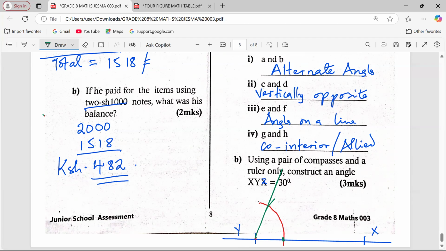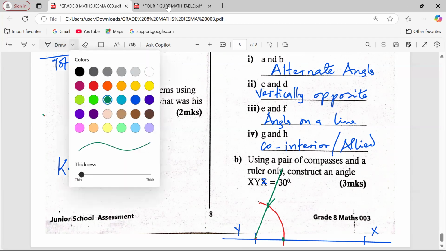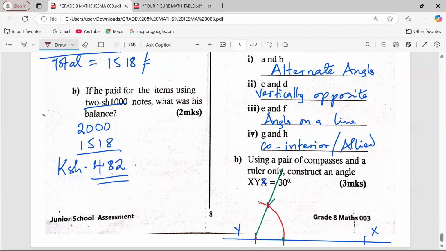So now for me to get 30 degrees, I have to bisect the 60. So from this point, we can make an arc. And standing at this point, we make an arc again. Where the arcs are intersecting, we join them with Y now. So joining that with Y, we discover that we have bisected our 60. And what we will have here is exactly 30 degrees. So this can become our Z now. XYZ, exactly 30 degrees.